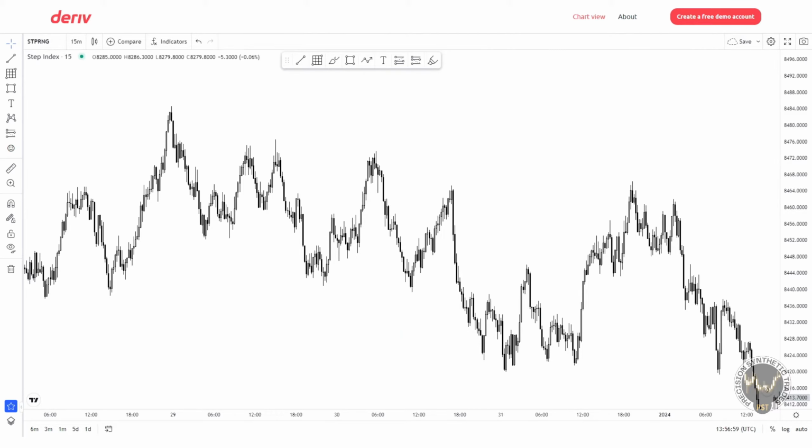Okay, so today we are doing step index on the 15 minute. The reason why I chose the 15 minute is that it's a good time frame for me to confirm setups and everything like that as well. You can solely trade the 15 minute as well, as long as you understand market structure.